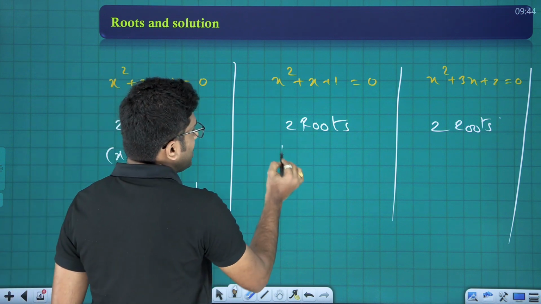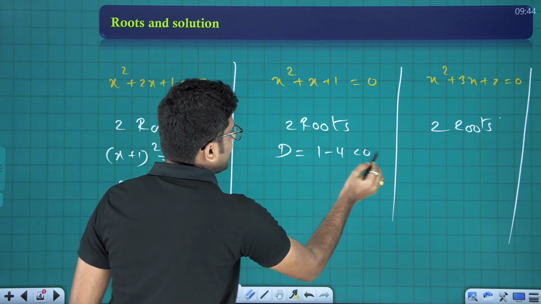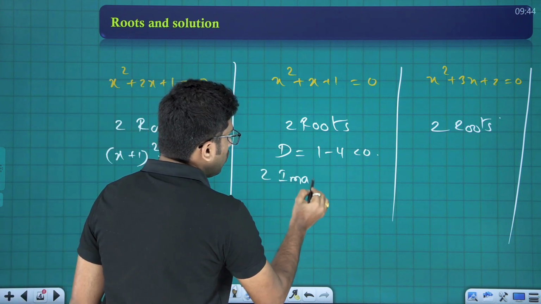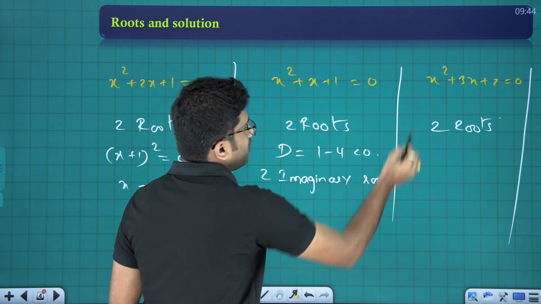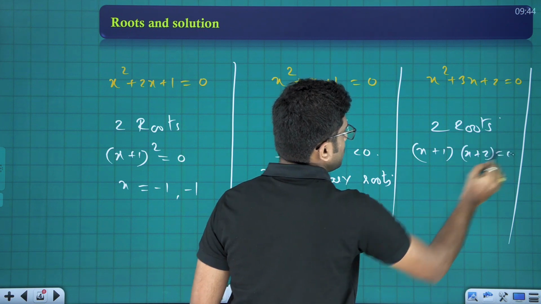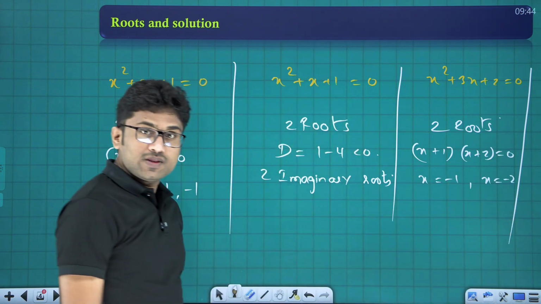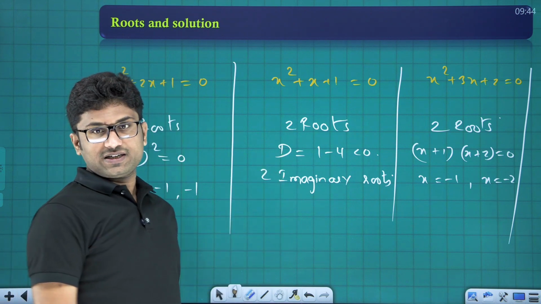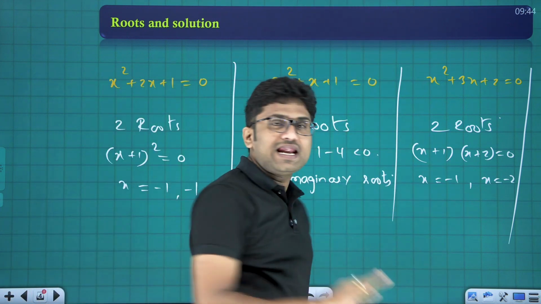Whereas in the second case, if you observe, D = b² - 4ac = 1 - 4, which is less than 0. So we will get two imaginary roots, no real roots. In the third case, we can factorize as (x + 1)(x + 2) = 0, so x = -1 and x = -2. Again two roots, but these are real and distinct. Here repeated roots, no real roots, real and distinct.